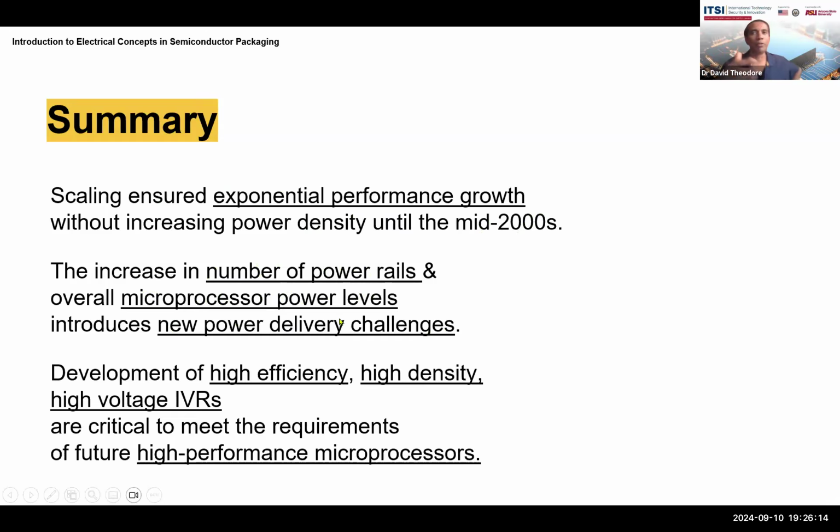And we saw several new advanced methods that are being used to address these. So the development of high efficiency, high density, high voltage, integrated voltage regulators has been critical to meet the requirements for the current high performance microprocessors, but also as we go into the future where the number of cores will go up, the power will go up.